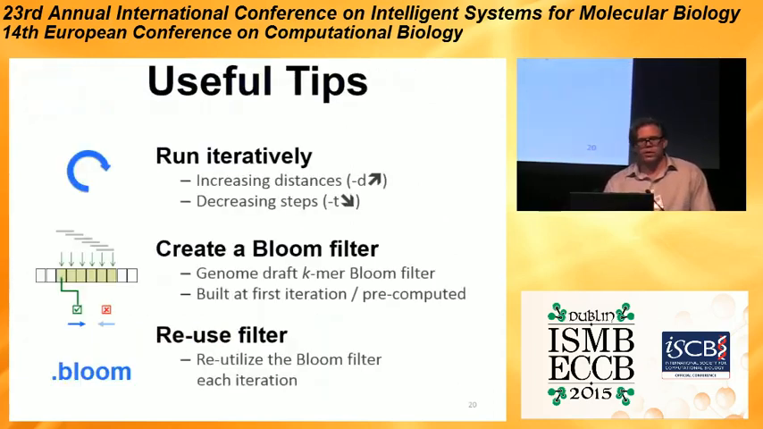Okay. So some useful tips for scaffolding. Run LINKS iteratively, increasing the distance, decreasing the step size. Create a bloom filter. With the current bloom filter, this will take some time on large genomes, but not on small genomes, and you see the payback as you do multiple iterations. You can also pre-compute it. In the distribution there's a tools folder, and you can use a script to do this, and reuse the filter at each iteration.